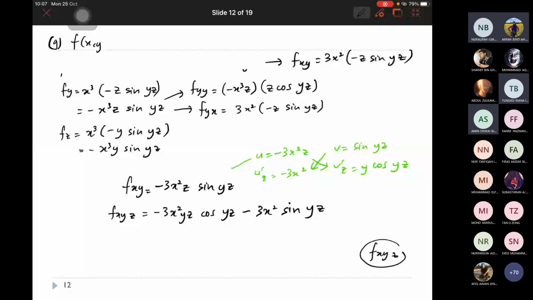f(x,y) equals y squared plus x squared over x minus y.